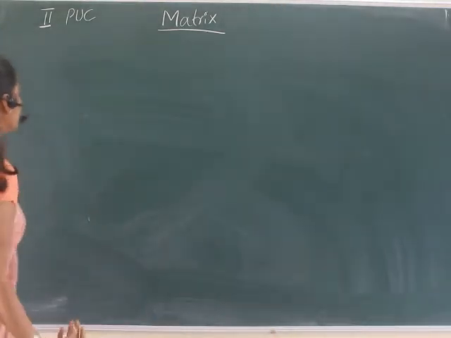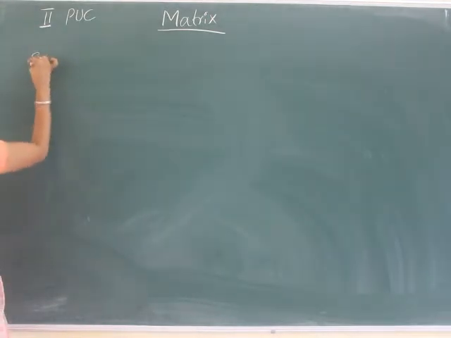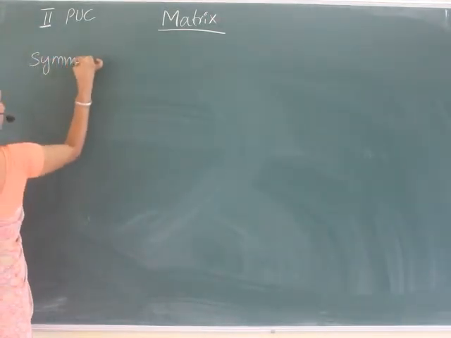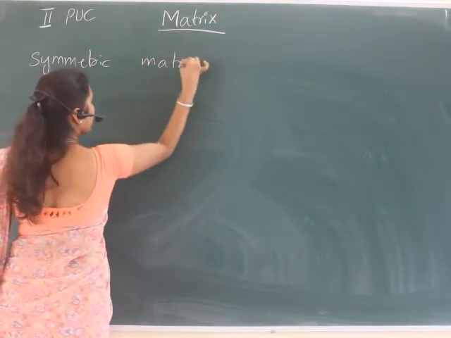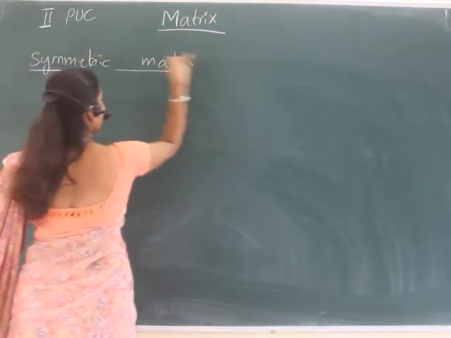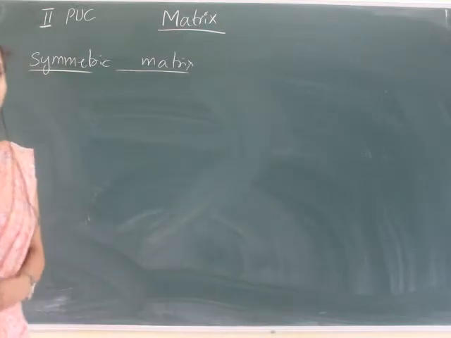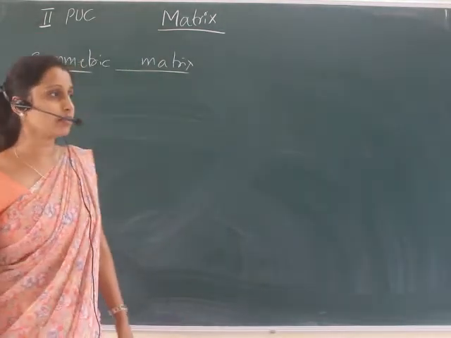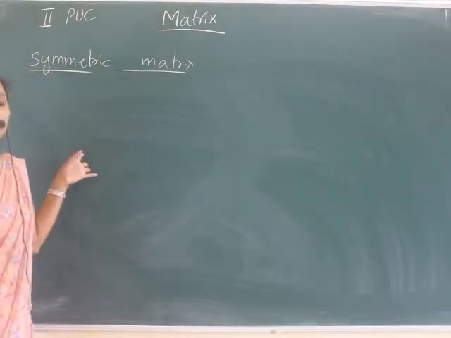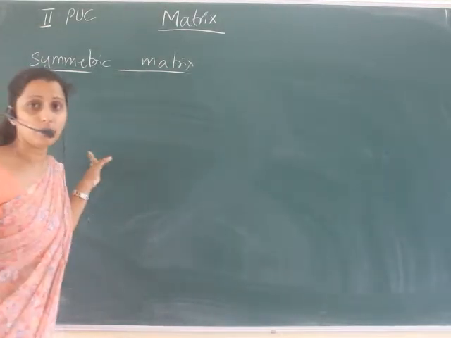In that, one is the symmetric matrix. So we see what is a symmetric matrix. Among all these types of matrices, we know the square matrix. So what is a square matrix? A square matrix is a matrix in which the number of rows is equal to the number of columns.